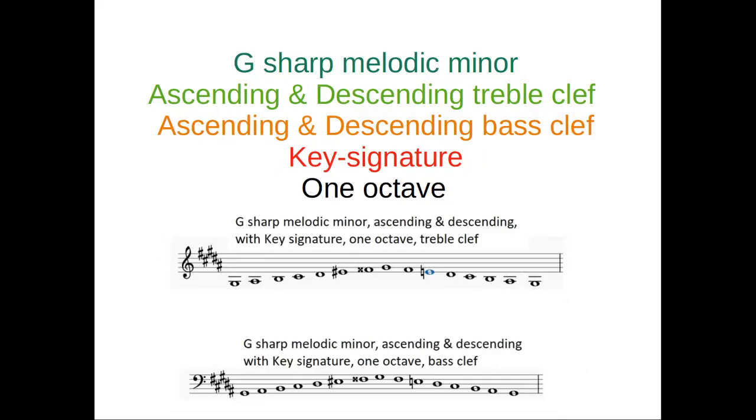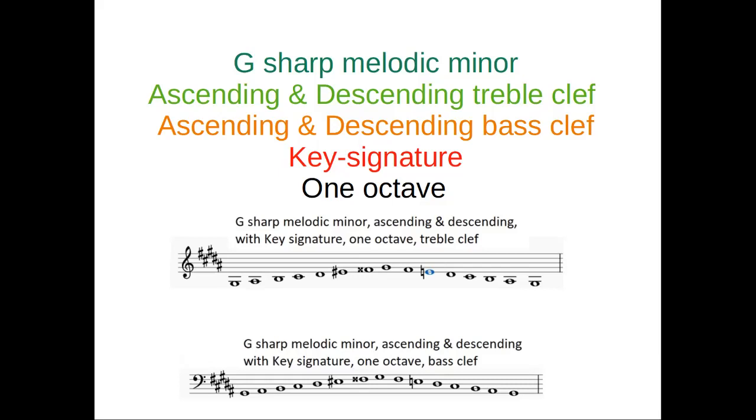Now let's just do G sharp melodic minor, ascending and descending in the treble and the bass clef. And let's start off with the key signature. Now you remember that the 6th and 7th notes are raised on the way up and lowered again on the way down. G sharp melodic minor is relative to B major, which has got 5 sharps in it. And so the only 2 notes that aren't sharped are the B and the F. So the B doesn't change.